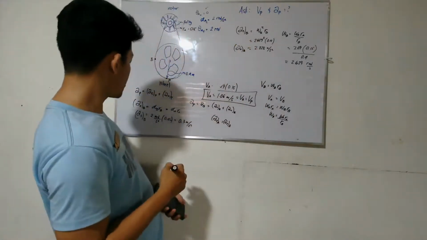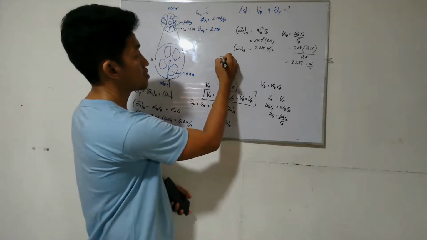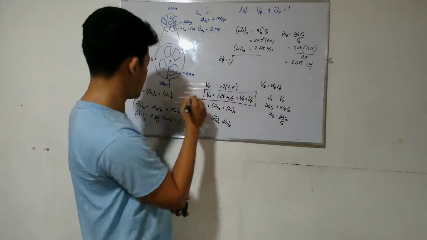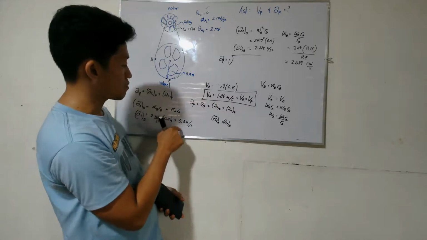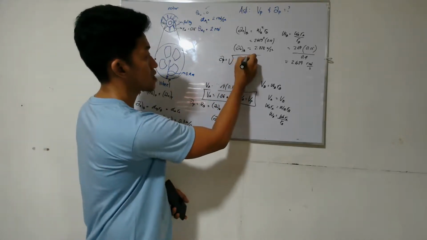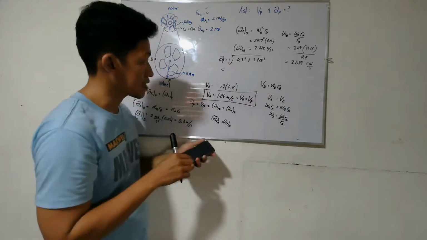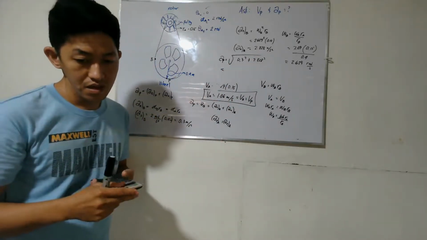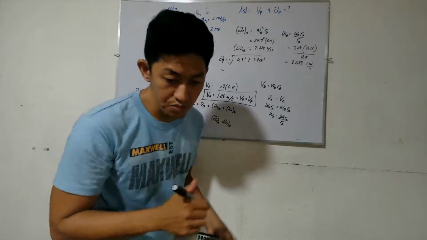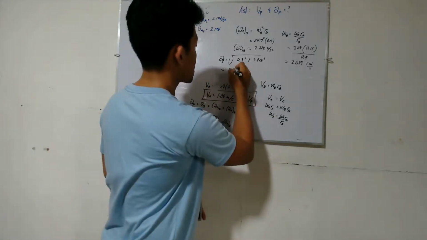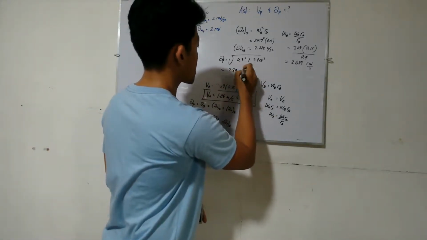Okay, therefore, acceleration of P is just the square root of 0.3 squared plus 2.828 squared. What is the answer? The answer is 2.84 meter per second squared.